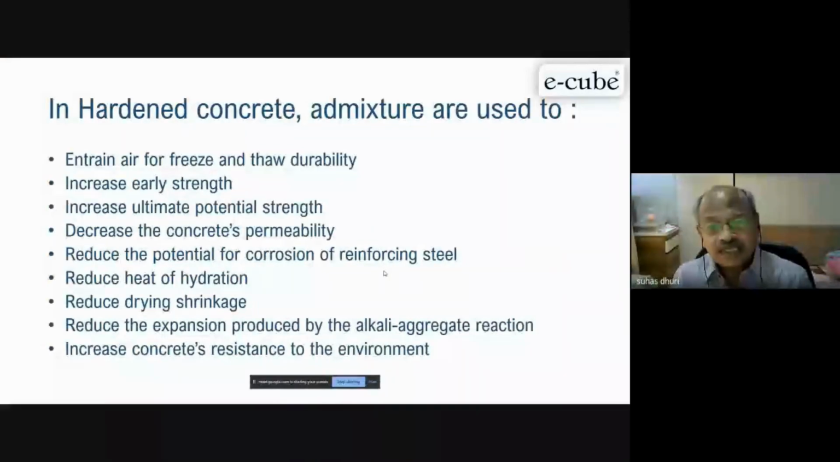Now that is in the fresh stage. Now in hardened stage, what happens? Entrained air for freeze and thaw durability. When you are working, suppose in Himalayas, in Kashmir or that area, where your temperature goes to minus level, you are aware that once the concrete temperature goes below minus 10, concrete will never hydrate. That is the datum temperature normally we call.